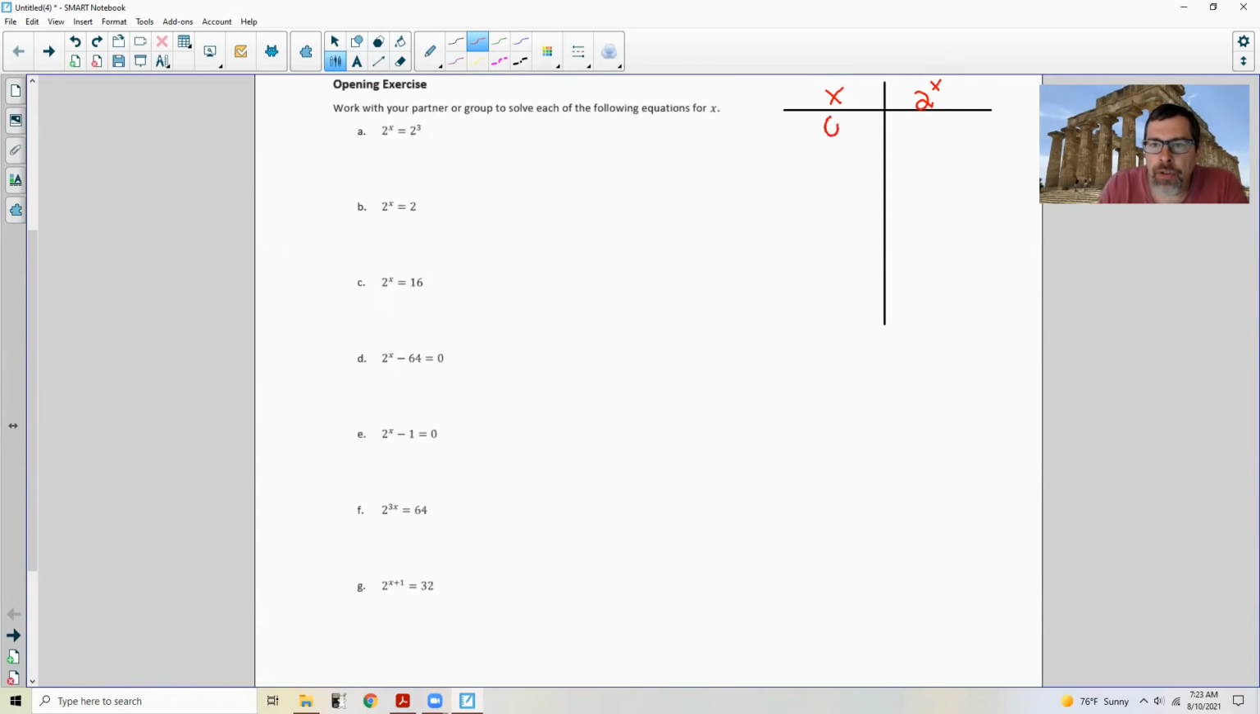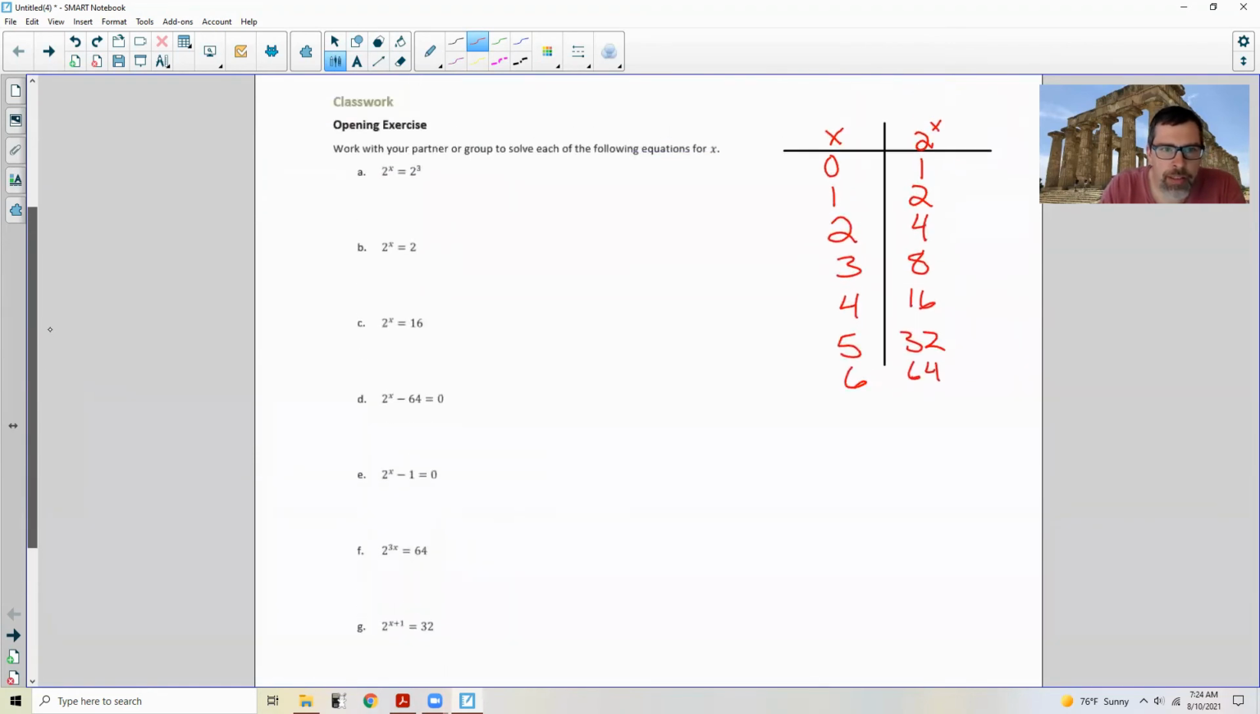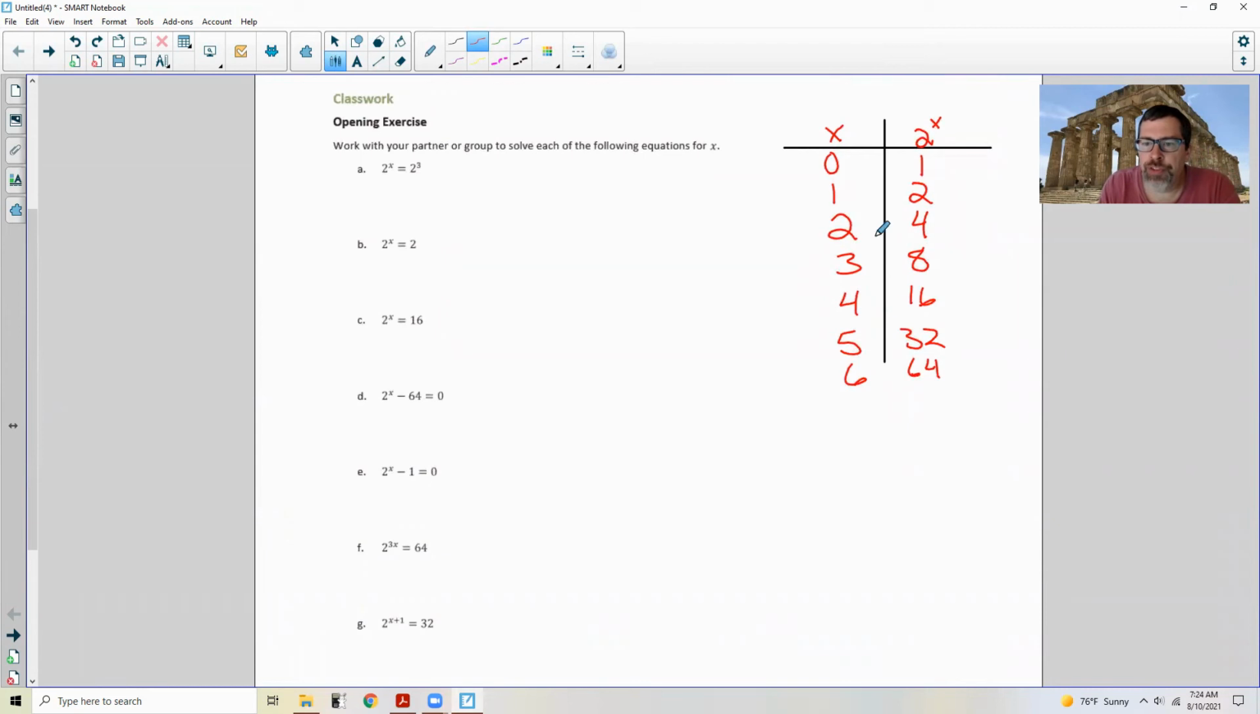Then if x is 0, 2 to the 0, anything to the 0 power is 1. If I let x be 1, 2 to the first power is 2. 2 squared, 4. 2 cubed is 8. 2 to the 4th is 16. 2 to the 5th is 32. 2 to the 6th is 64. And I see 64s here, and that's the largest number I see in these equations. So I'm going to stop right there, and this will refer to this table for these values.